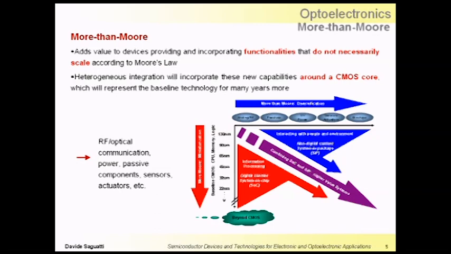On the vertical axis, you can see the More Moore miniaturization, which is the traditional scaling, going from 130 nanometers down to 22 and beyond the CMOS technology. On the horizontal axis, you can see the More than Moore diversification, which deals with RF and optical communication, power devices, passive sensors, actuators, all devices which incorporate functionalities to the normal logic devices, combining system on chip and system in package for higher value systems.